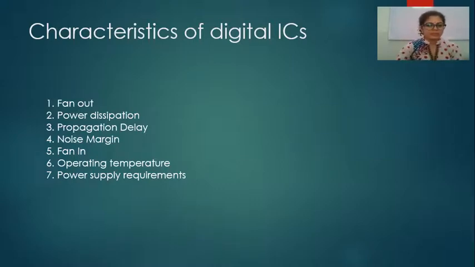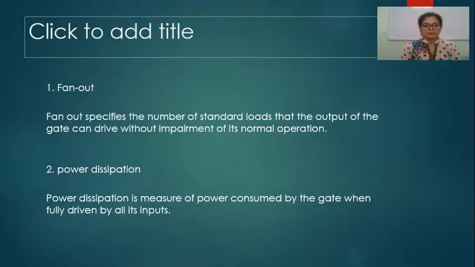So the first characteristic is fan out. What is fan out? Fan out specifies the number of standard loads that the output of the gate can drive without impairment of its normal operation. So fan out basically specifies what type of load a circuit can handle while providing the output. It specifies the total number of loads that the output of the gate can drive without any problem. So how many outputs a gate can drive at a single time is known as fan out.